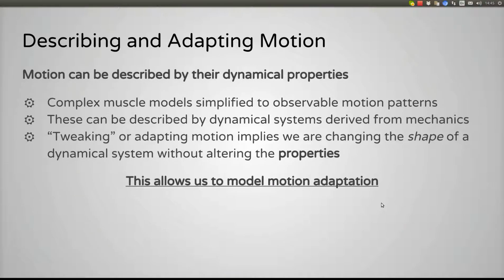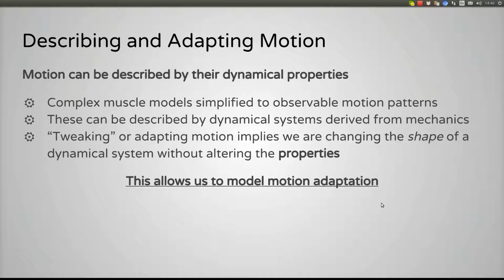So the complex muscle models, if we just observed our motion, rather than trying to model the complexity of the muscles and all of the other complexity that we have in the human body, and we just observed those motion patterns, we could consider these to be a dynamical system. And we could also derive expressions or equations of motion for this dynamical system.